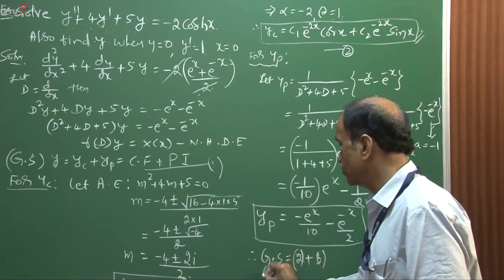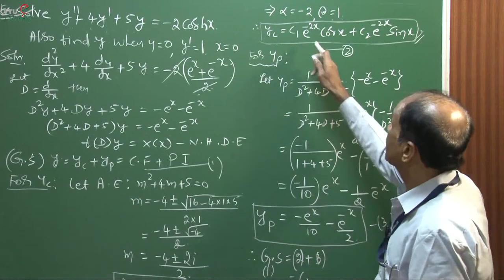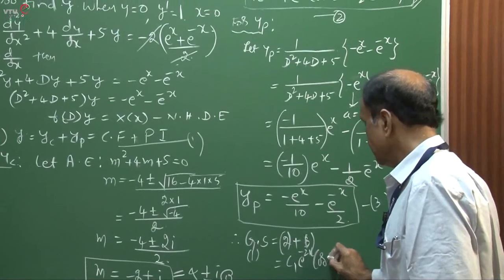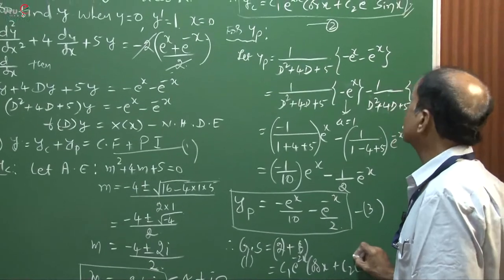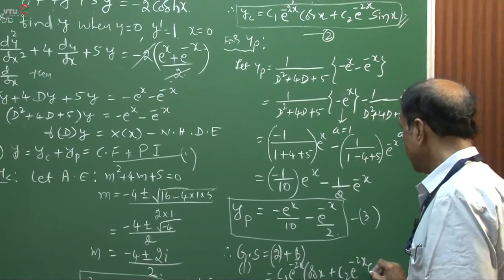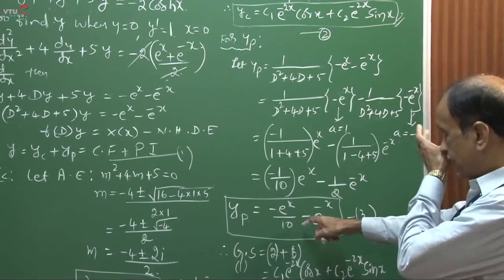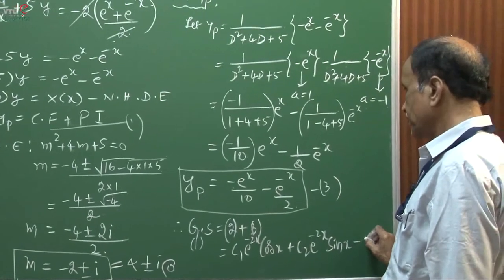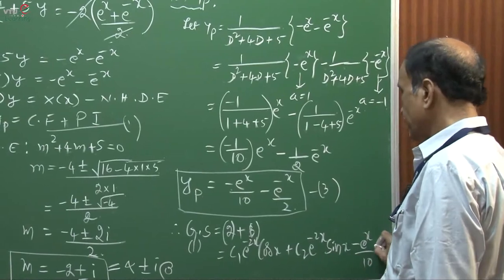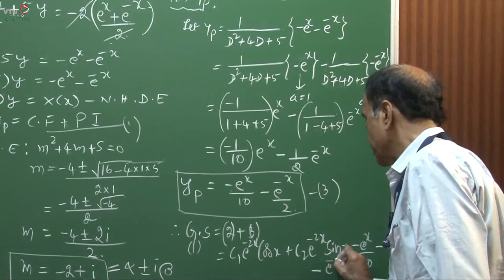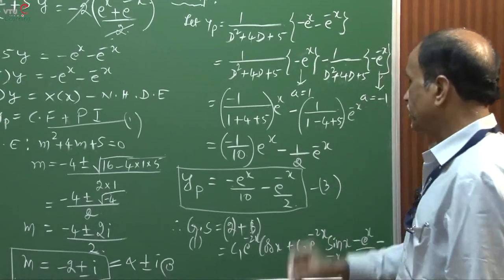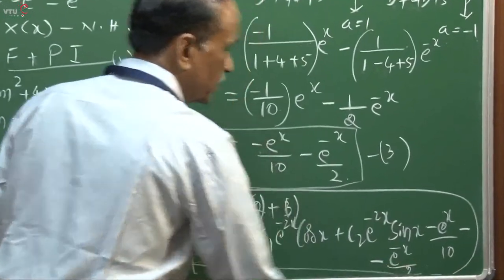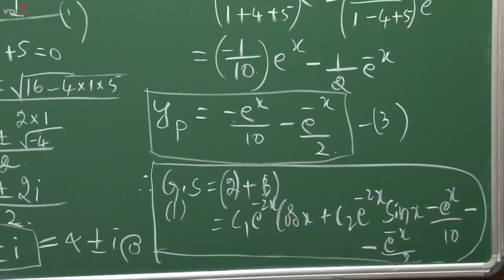General solution, that is equation number 1, is y = C1 e^(-2x) cos x + C2 e^(-2x) sin x, okay? And this is the particular integral: minus e^x/10 and minus e^(-x)/2. This is the general solution, and it is the final solution for the given problem as a combination of complementary function and particular integral.